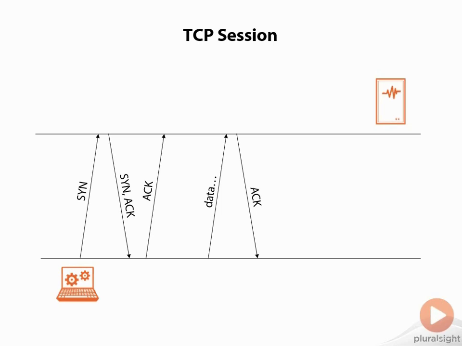When either system is ready to terminate the connection, it sends a packet with the FIN flag set. The receiving system acknowledges the FIN with an ACK and then sends a FIN packet of its own. The final packet of the session is one last acknowledgement, and the session is done.